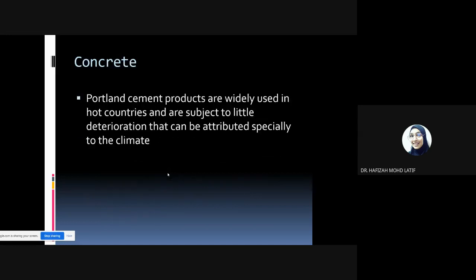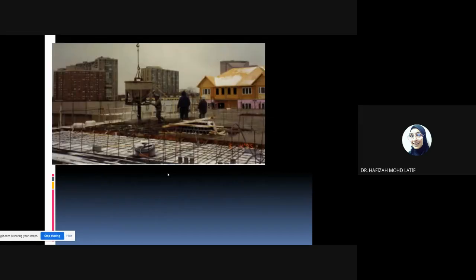Right, concrete. Portland cement products are widely used in hot countries and subject to little deterioration that can be attributed especially to the climate. So during construction, if like in Malaysia, when we pour the concrete, tiba-tiba hujan, like dogs and cats, it's really heavy. So when you do concreting works, you have to pick a day that you think, okay, maybe you can see the weather forecast, that it's going to be sunny and not rainy, because then it will make your concrete defects.